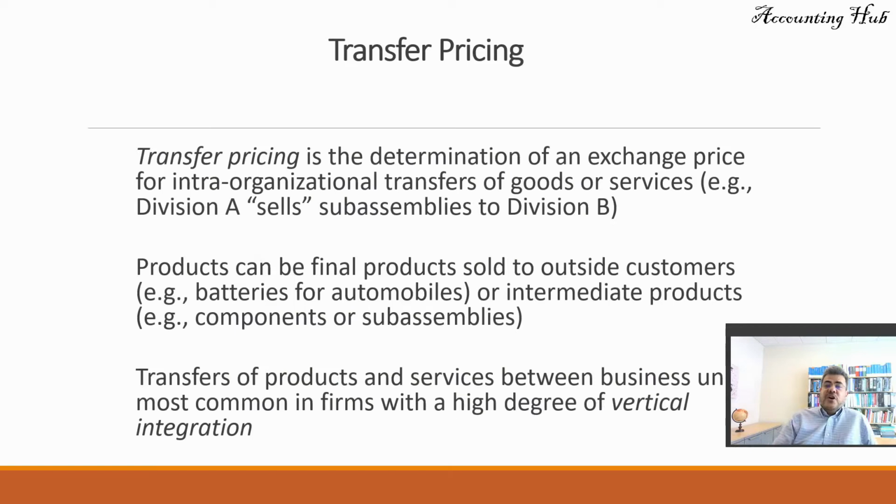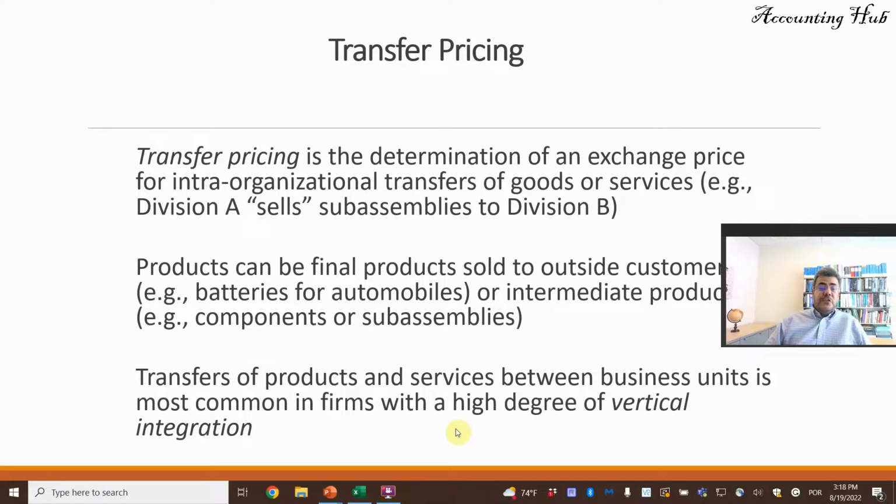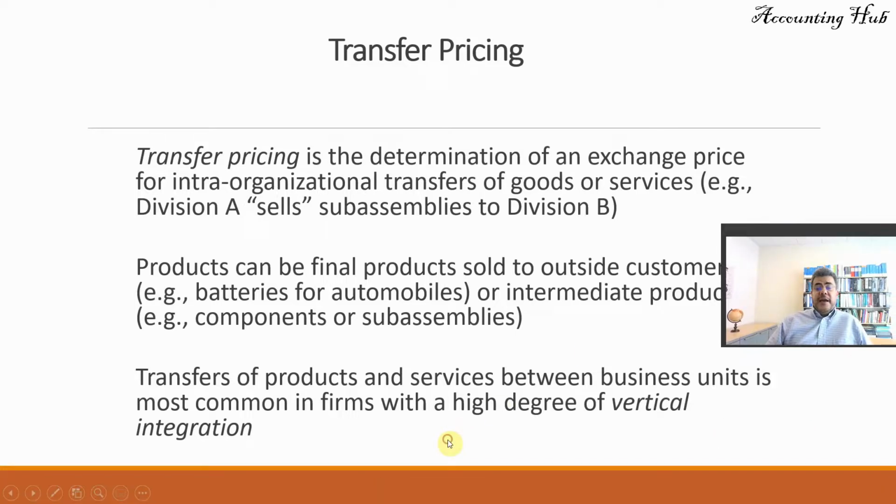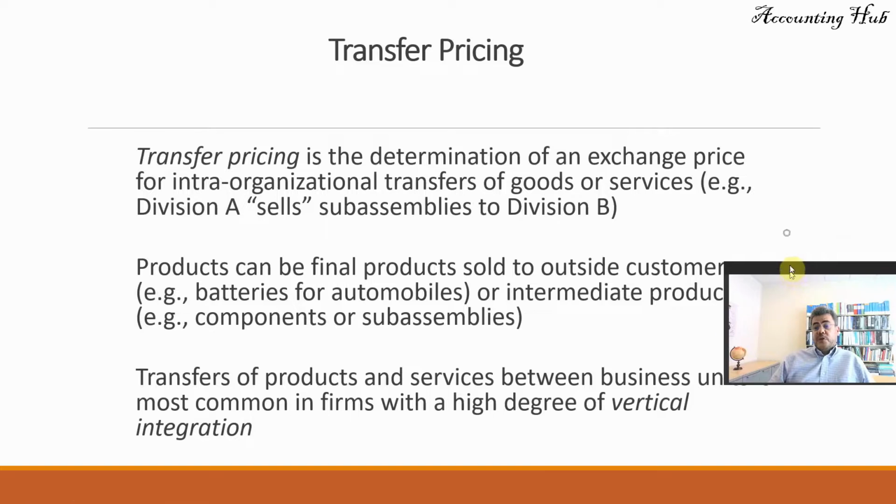It is the determination of an exchange price for intra-organizational transfers of goods or services. Division A, for example, sells sub-assemblies to Division B. Products can be final products sold to outside customers, for instance, batteries for automobiles, or intermediate products, components, or sub-assemblies. Transfer of products and services between business units is most common in firms with a high degree of vertical integration.